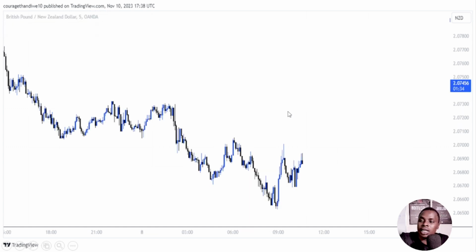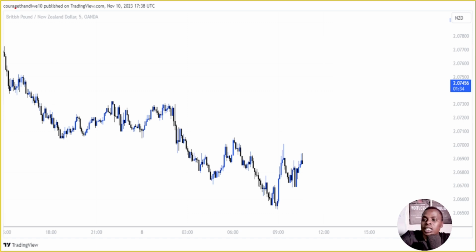Now let's take another example like here. This is GBP NZD. So a lot of examples that I put here were from one chart, the GBP NZD, and I wanted to show you that you can place all these strategies on one chart. So if you know these strategies, you can get the best out of any situation.